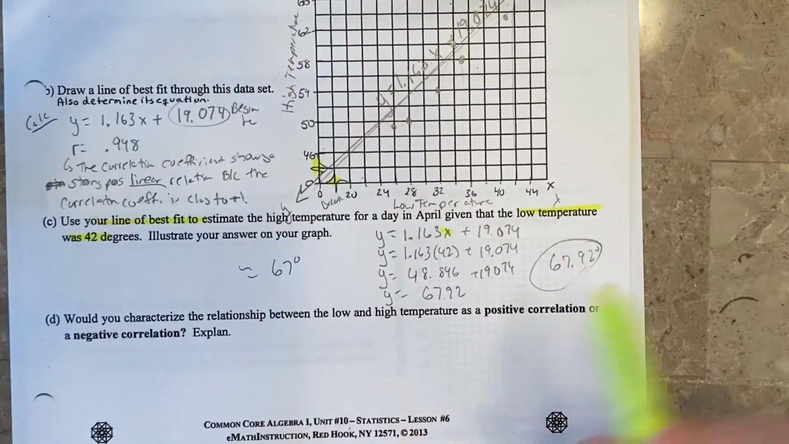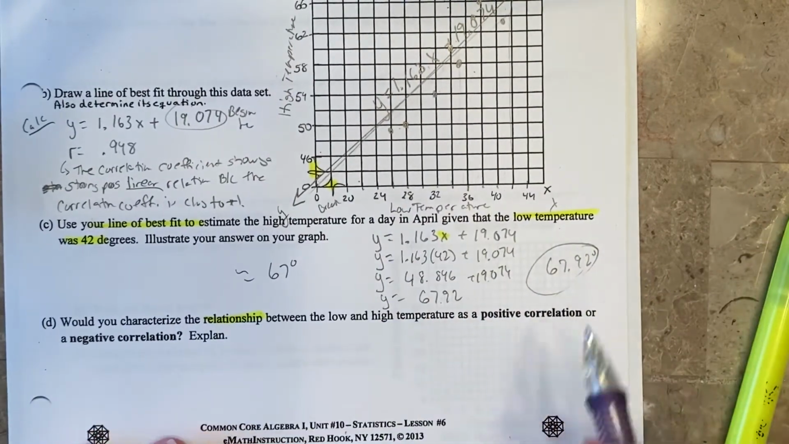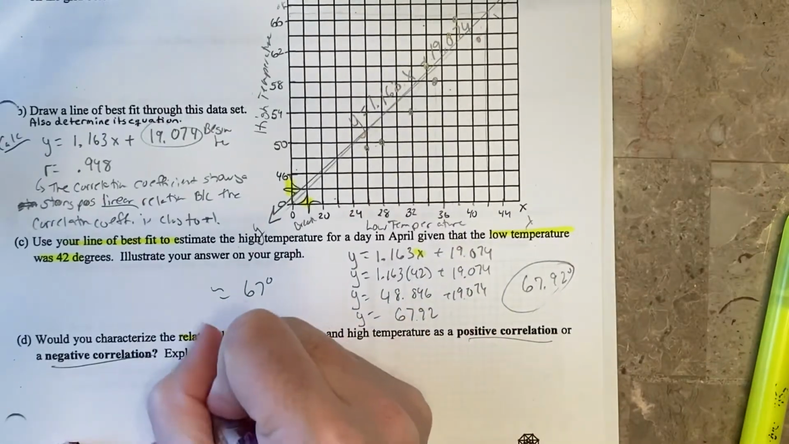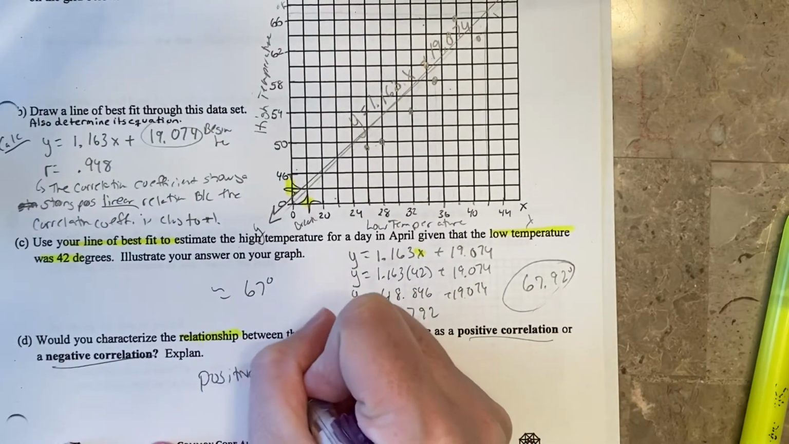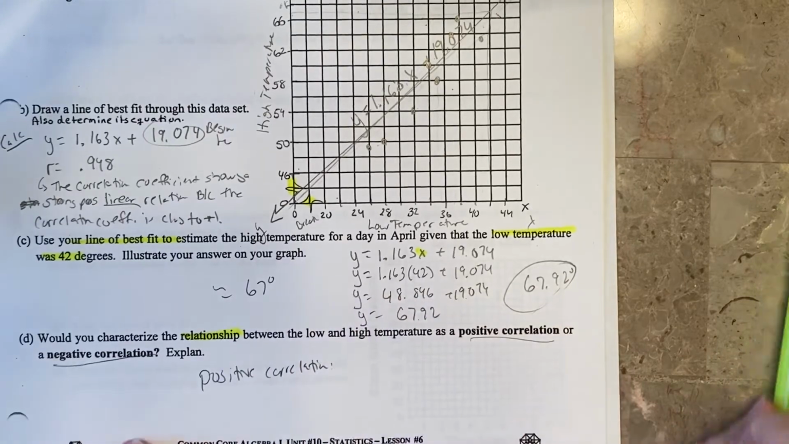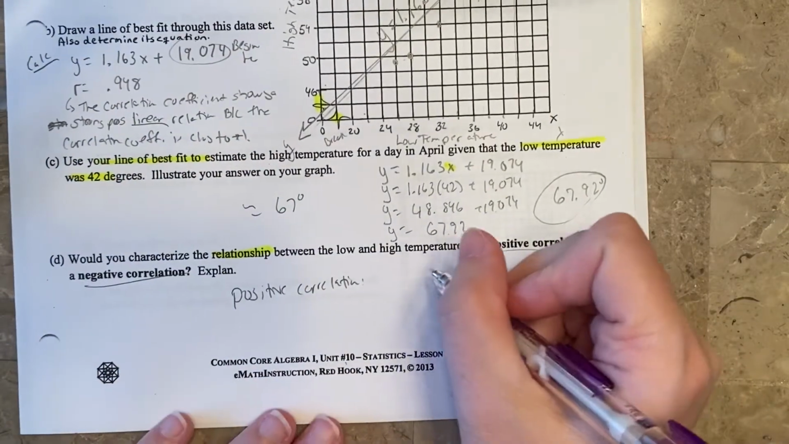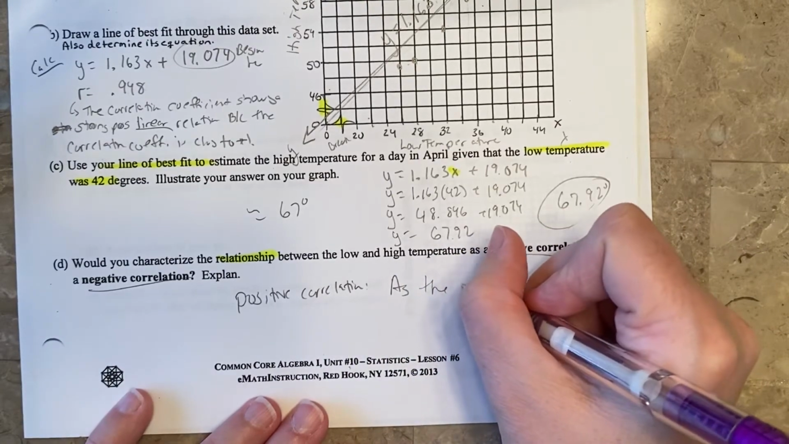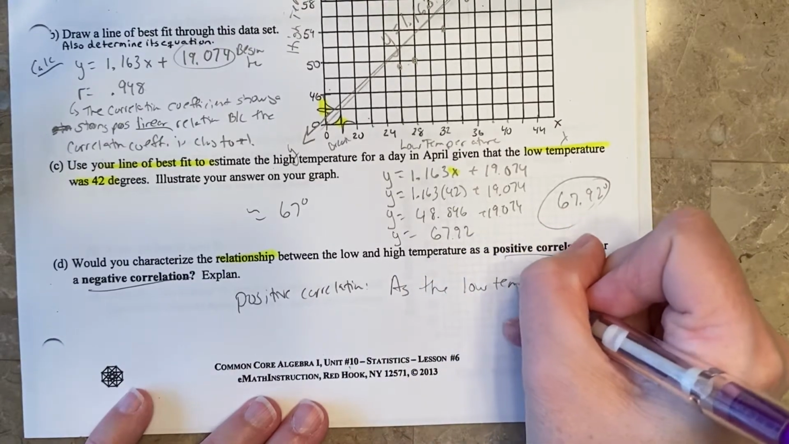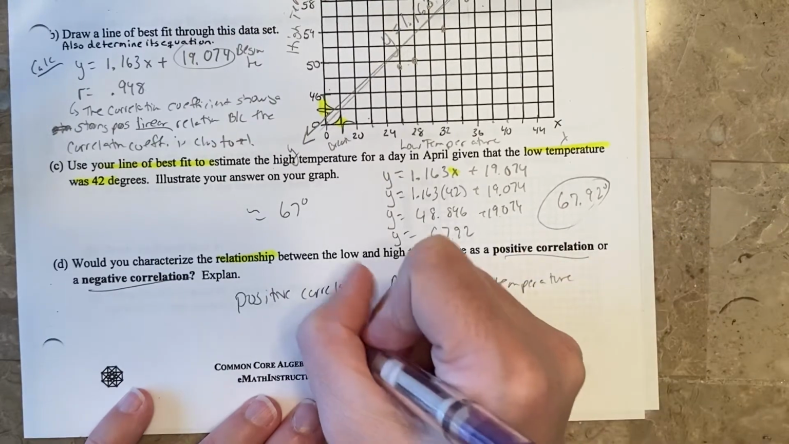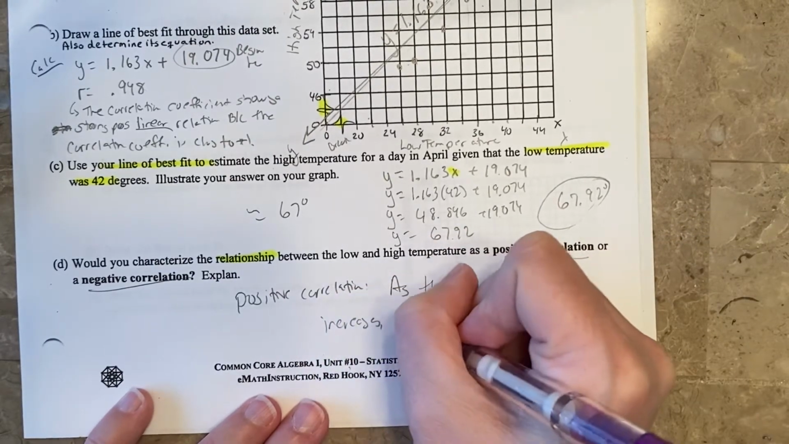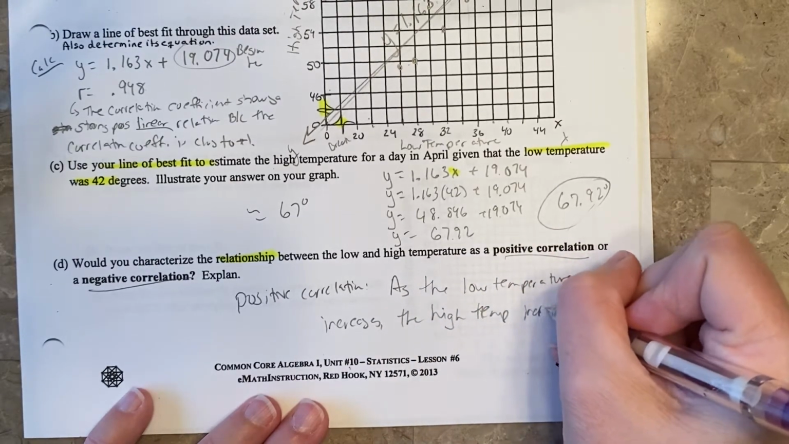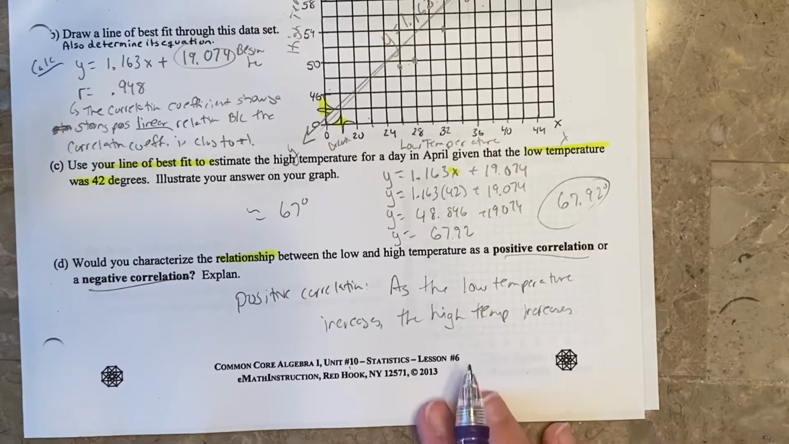All right, D, would you characterize the relationship between low and high temperature? So this right here, remember, relationship is just another name for correlation. This is definitely positive. So definitely positive correlation. And again, when it says explain, it just wants that sentence. That's why I always like you practicing the sentence. So for positive, both increase. And tell me your x before your y. So as the low temperature increases, the high temperature increases. And I believe that's true in earth science.